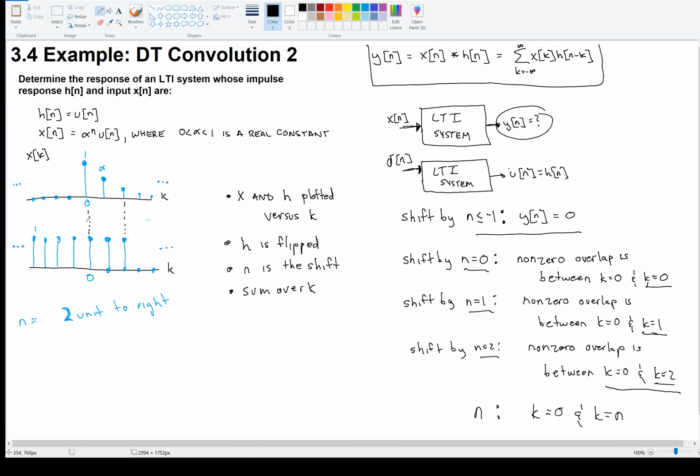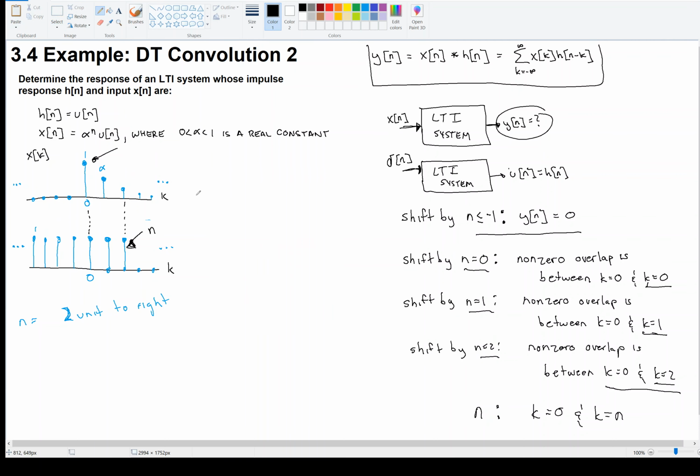And keep in mind what this plot is doing as I shift it. So this leading edge here is at whatever I shift by. So in general, if I shift by n, that leading edge is at n, so my non-zero overlap is 0 to n, and 0 stays fixed because we're not shifting this guy. Okay, so now I need some space, so I'm going to erase this. But notice the next point is to sum over k.